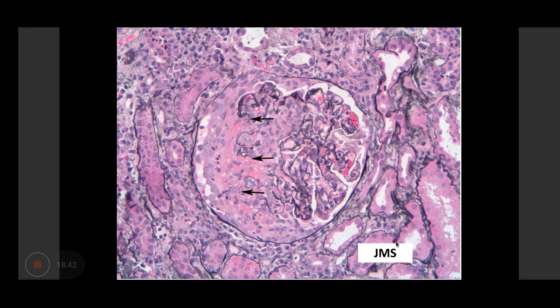This is a Jones methenamine silver stained section for a case of pauci-immune crescentic glomerulonephritis. These black lines represent the Bowman's capsule. In this part you can see that the basement membranes of the glomerular capillaries are broken down, and there is a pinkish-orangish material which is fibrin. And this part of the glomerular tuft shows intact glomerular basement membrane.